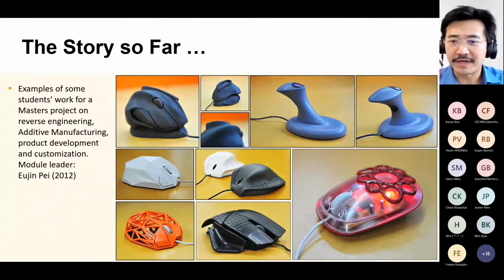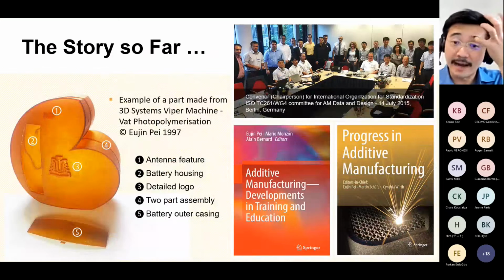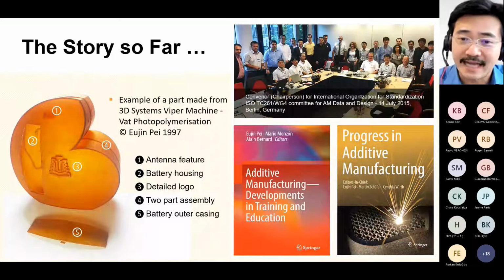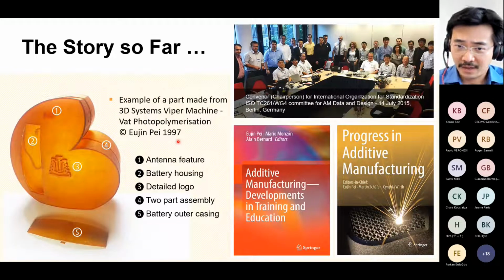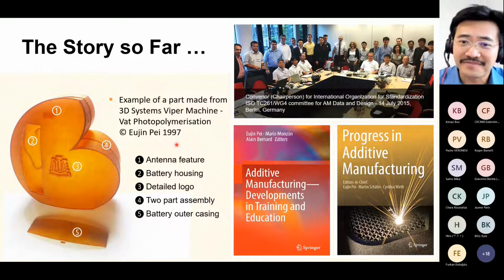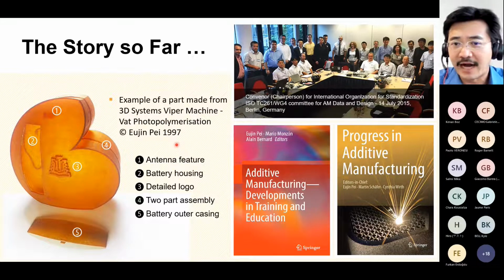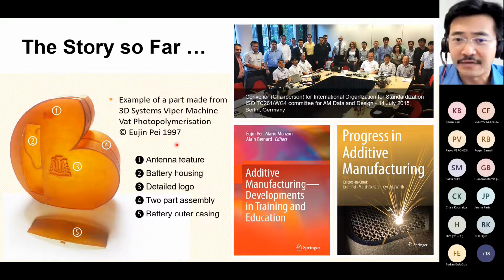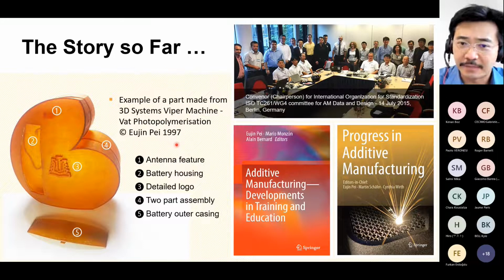But actually, for me, I got interested in additive manufacturing way back in 1997. I was really able to work my way around to produce my first 3D prints. I still have that, and this was made from the 3D Systems Viper SI2 machine. Some of you might know of that. It's actually through vat photopolymerization.